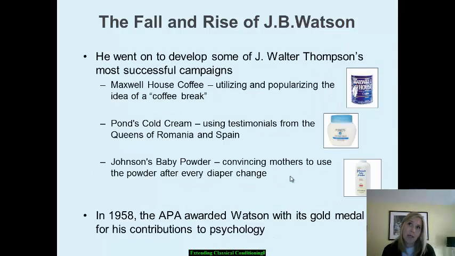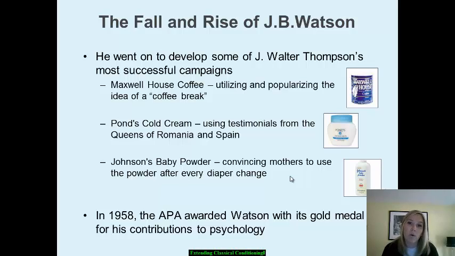Just to show you just how successful Watson is going to be in terms of making J. Walter Thompson large amounts of money, he is going to help put the Maxwell House coffee on the map, so to speak, because what he did was he used the kind of popular concept of the coffee break, and he caused people to develop an association with that kind of nice respite from work for a few minutes with having Maxwell House coffee, and it was a very, very successful ad campaign.